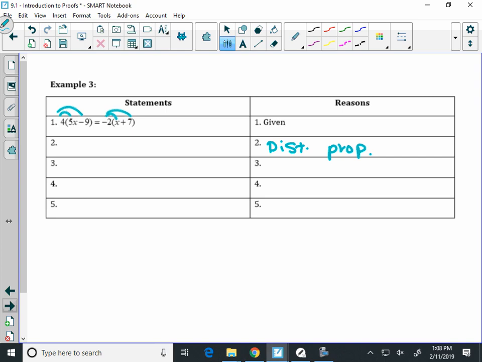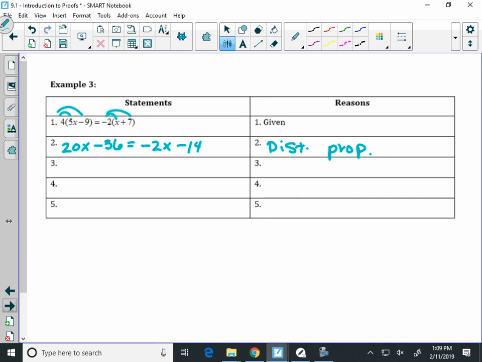Okay, and what do we get when we use the distributive property? 4 times 5x is 20x. 4 times negative 9 is 36 equals negative 2 times x, which is negative 2x, and negative 2 times 7 is 14. So we use the distributive property to get that statement.